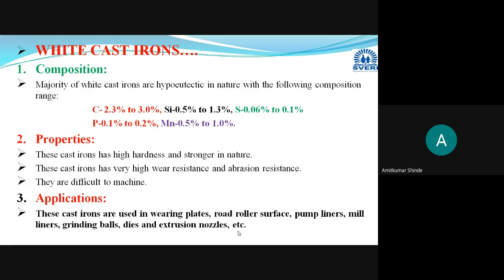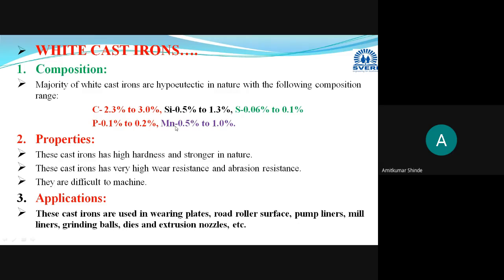Okay, in general, white cast iron consists of these elements: carbon, and the carbon percentage will be 2.3 to 3%. These are commercial white cast irons. Don't get confused between theoretical values and commercial values. Theoretical values we are not using in actual practice. These are the actual practical values, or commercial cast iron values. Carbon percentage will be 2.3 to 3%.